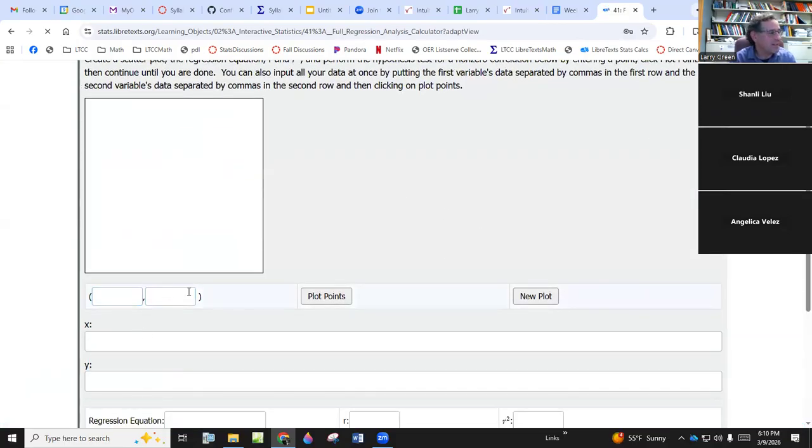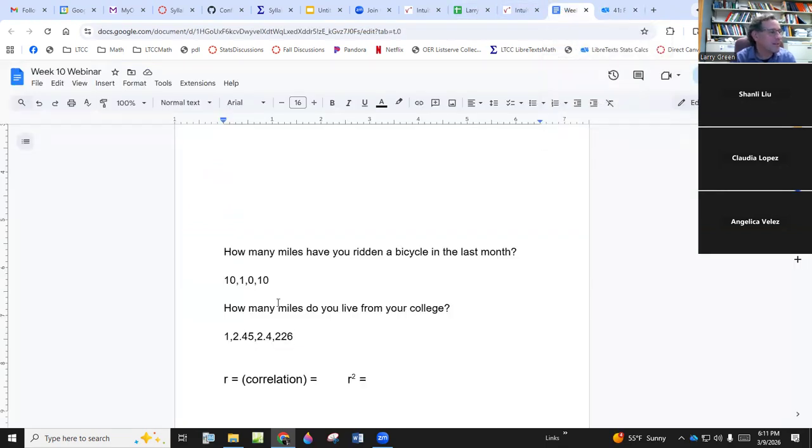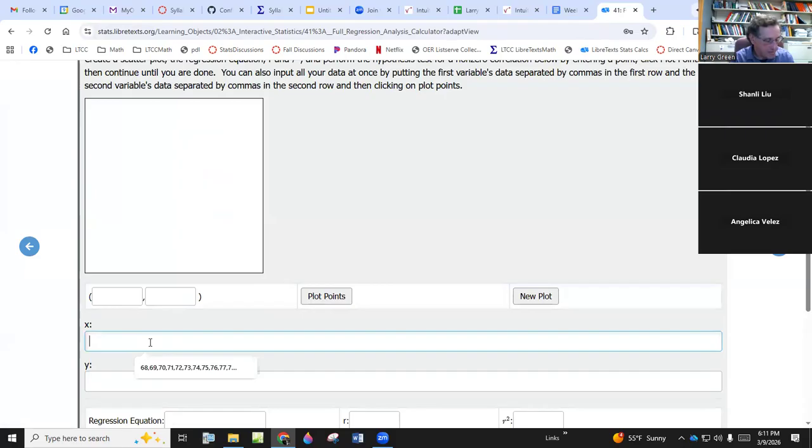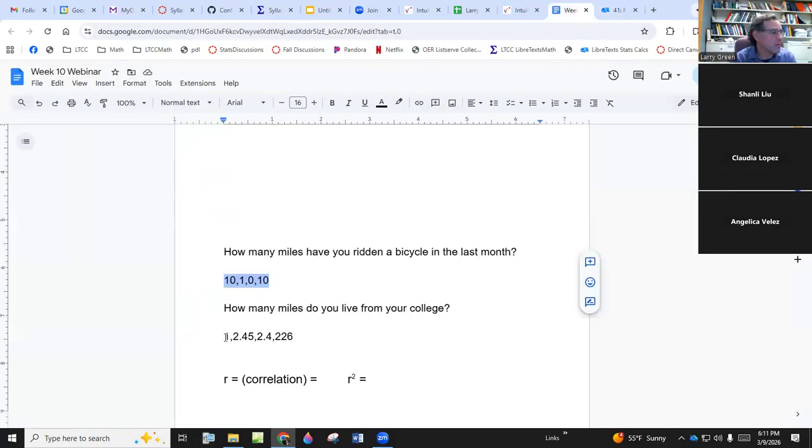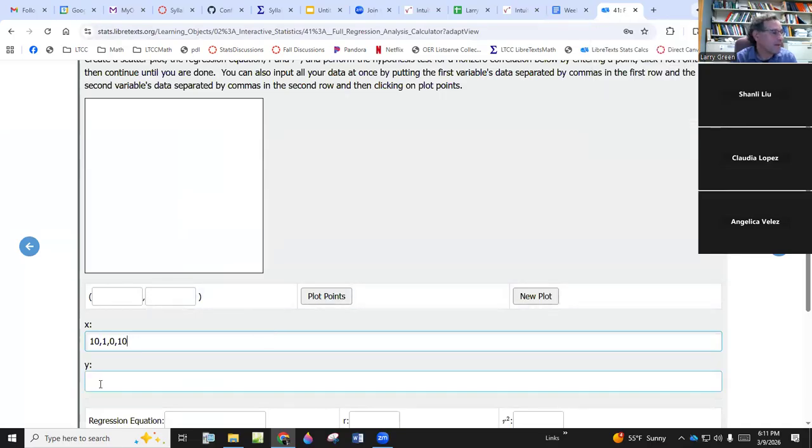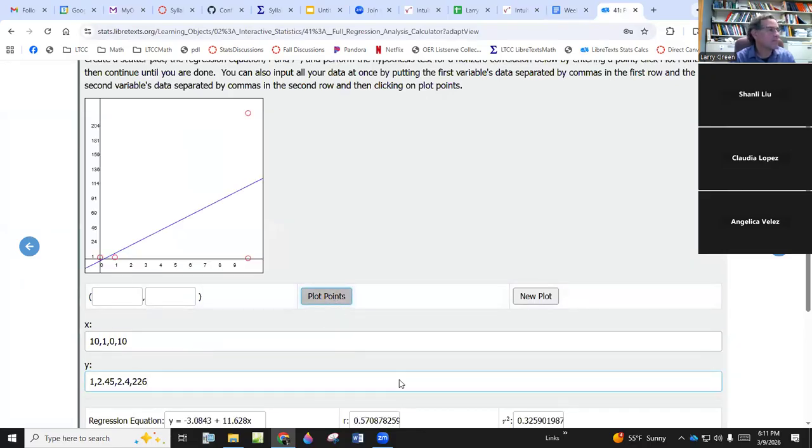And you can either do 1 point at a time, or you can just copy and paste the x's and the y's. Our x's are 10, 1, 0, 10, separated by commas. And our y's were 1, 2.5, 4, 2.4, and 226. I'll copy and paste that. And then I hit plot points. And here we have it.